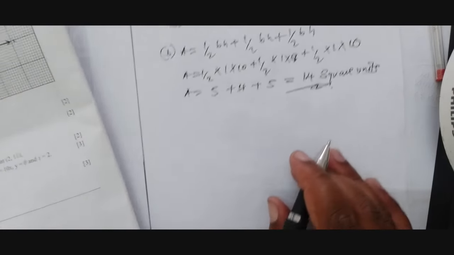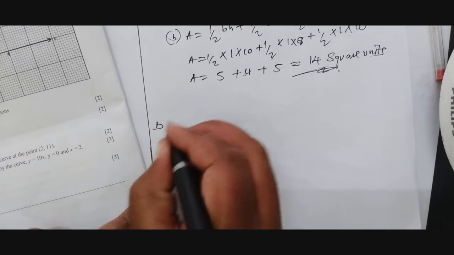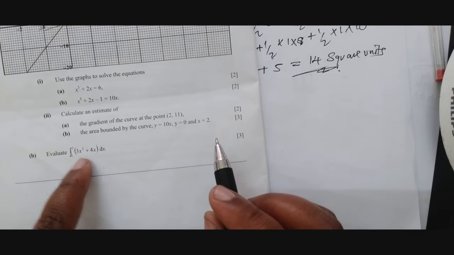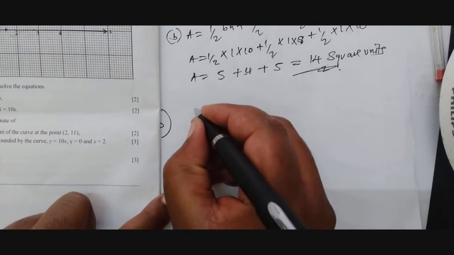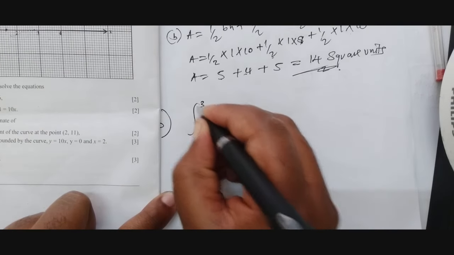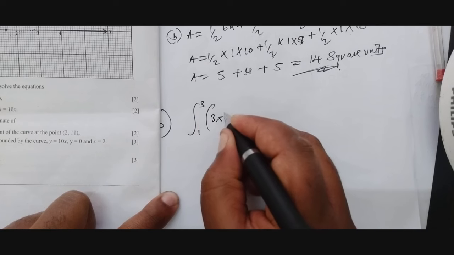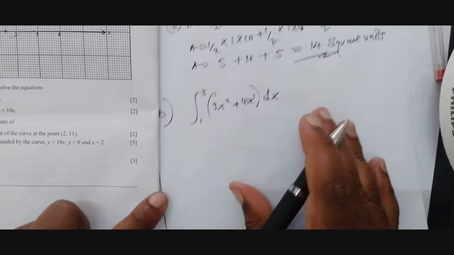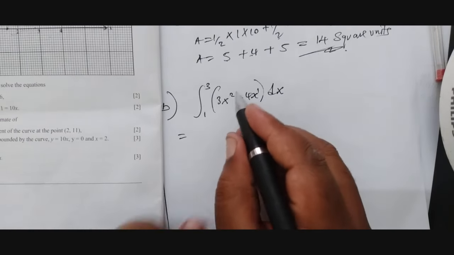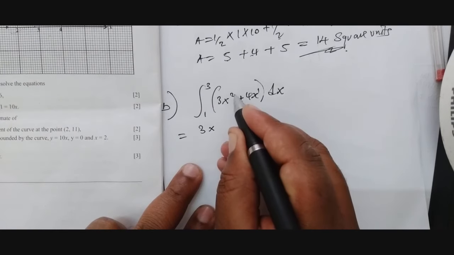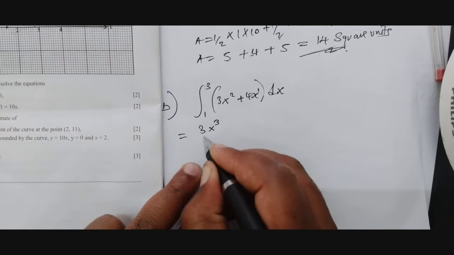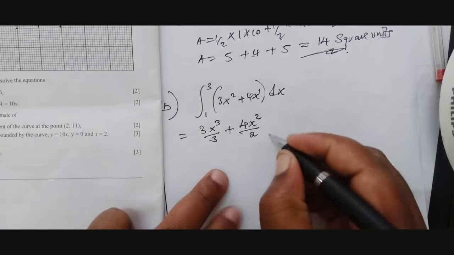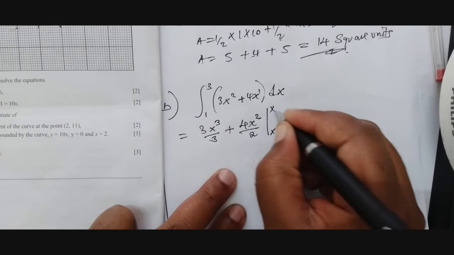Alright? Then part B, which is different from this. We need to integrate this to find the value of this one. So we need to find the integral from 1 to 3 of 3x to the power 2 plus 4x. Here I can even put to the power 1, everything with respect to x. So how do we integrate? We are going to say 3x, here you add 1, so it becomes 3 over 3, plus 4x, you add 1 to be 2 over 2. We are integrating from x is 1 to x is 3.